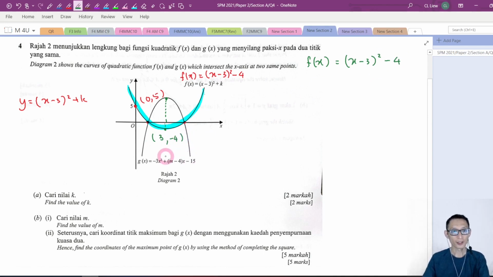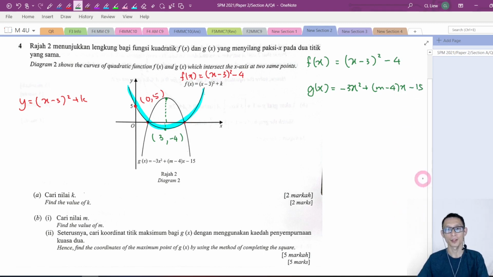Okay, and then you look at this one. g of x is equal to negative 3x squared plus (m minus 4) times x minus 15. This is a, this is b, and this is c. Still remember, for a maximum point or minimum point, the x part will always be equal to negative b over 2a. Still remember? Negative b over 2a. So this is why we can find y using the value of x.